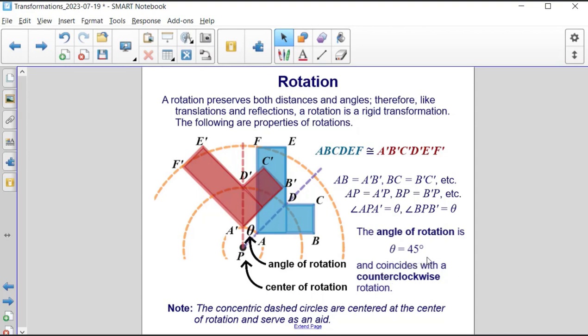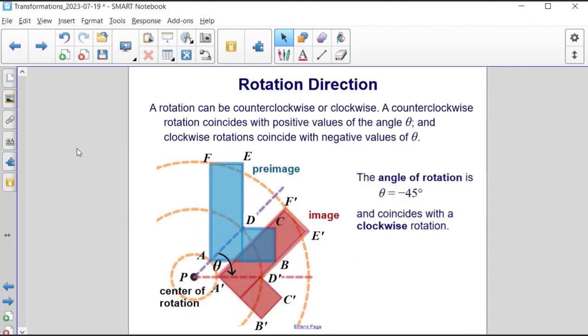And the angle of rotation, as long as it is positive, coincides with a counterclockwise rotation. A rotation can be counterclockwise or clockwise. A counterclockwise rotation coincides with positive values of the angle theta, and clockwise rotations coincide with negative values of theta. So in this diagram, we have our pre-image and our image, and the angle of rotation this time is negative 45 degrees because it's 45 degrees in the clockwise direction.